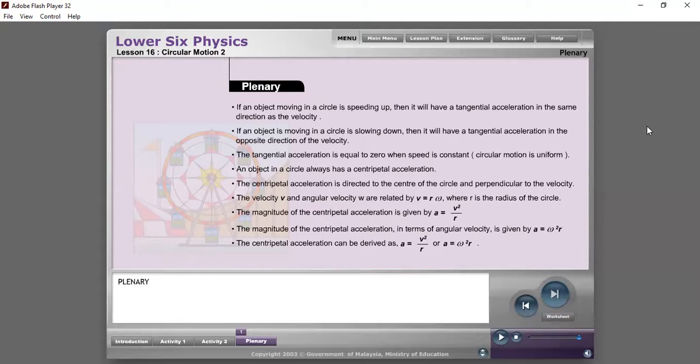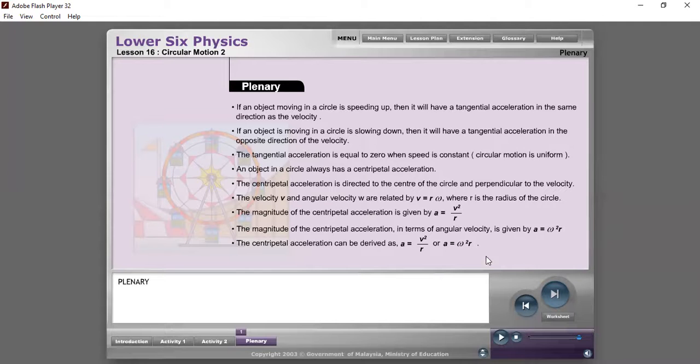The velocity v and the angular velocity omega are related by the formula v equals r omega, where r is the radius of the circle. The magnitude of the centripetal acceleration is given by a equals v squared over r, and the magnitude of the centripetal acceleration in terms of angular velocity is given by a equals omega squared r. And the centripetal acceleration can be derived as a equals v squared over r or a equals omega squared r.